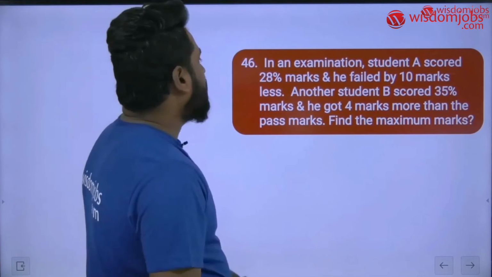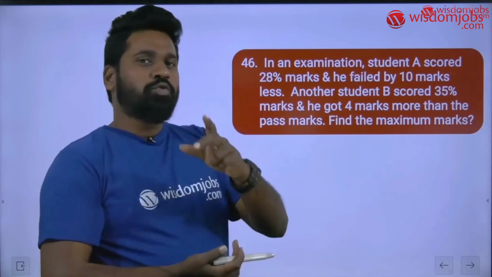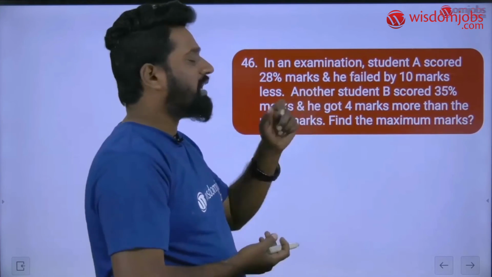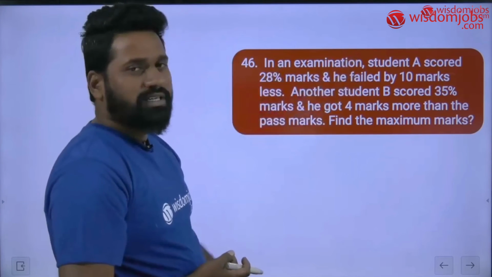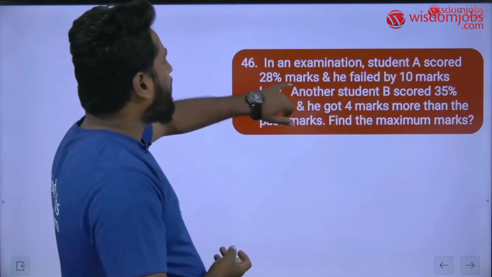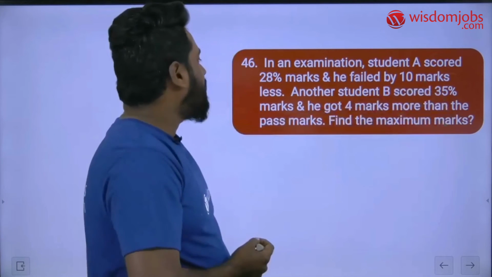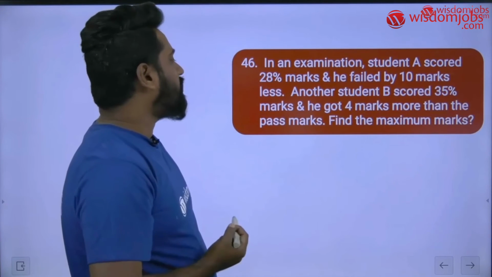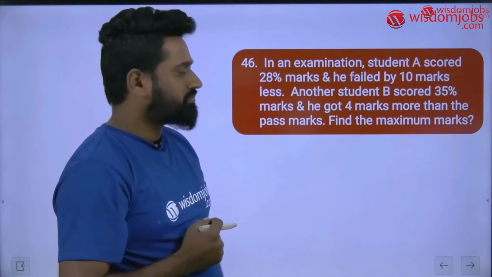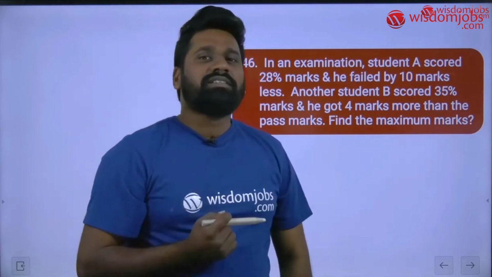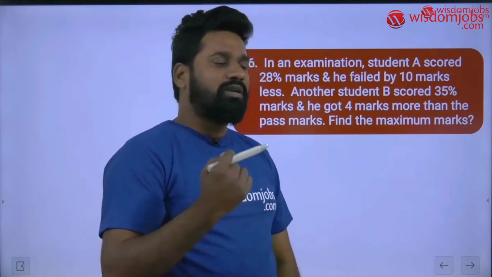Right, see this question here. If you observe the last question and this question, here two persons are given, so two cases are given. Both A and B are there, so observe this one. In an examination, student A scored 28% of the marks and failed by 10 marks. Another student B scored 35% marks and he got 4 marks more than the pass. Now it is asking what is the maximum marks or total marks of the examination. So let us observe this case here.